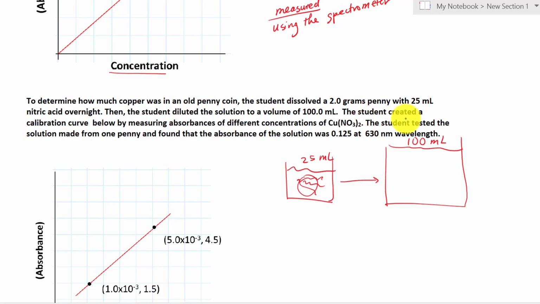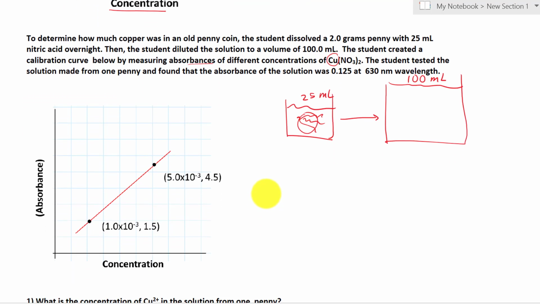Let's continue. The student created a calibration curve. Below is the calibration curve, made by measuring absorbances of different concentrations of copper nitrate. Well, notice how the copper is the same copper as in the penny, and we can control the concentration of copper nitrate to whichever we want. And that's how we create this calibration curve. The student tested the solution made from 1 penny. This is the one that's being tested, and found that the absorbance of the solution was 0.125 at the wavelength of 630 nanometers.